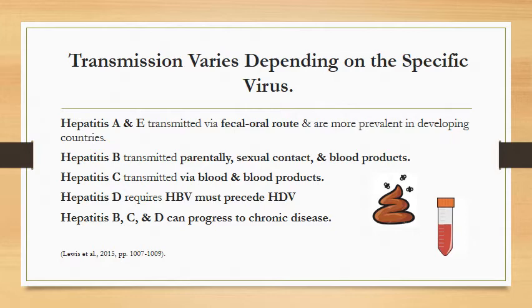Hepatitis D cannot be acquired by itself. It requires hepatitis B for replication. It can be acquired at the same time as hepatitis B, or the person with hepatitis B can be infected with hepatitis D at a later time. The main thing to remember is that hepatitis A, B, and D have available vaccinations.